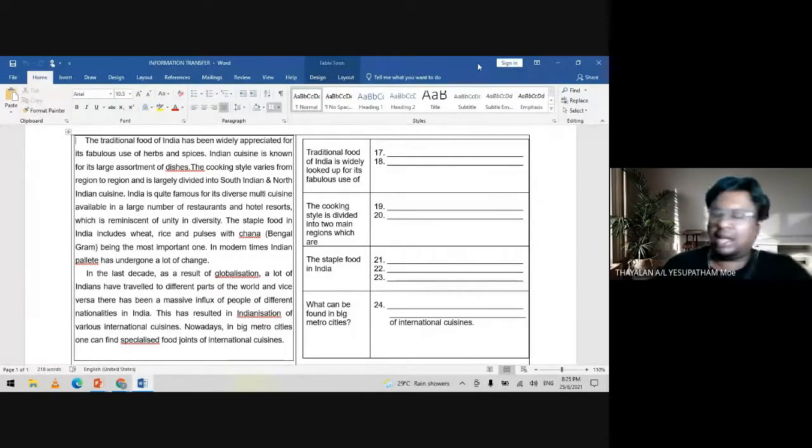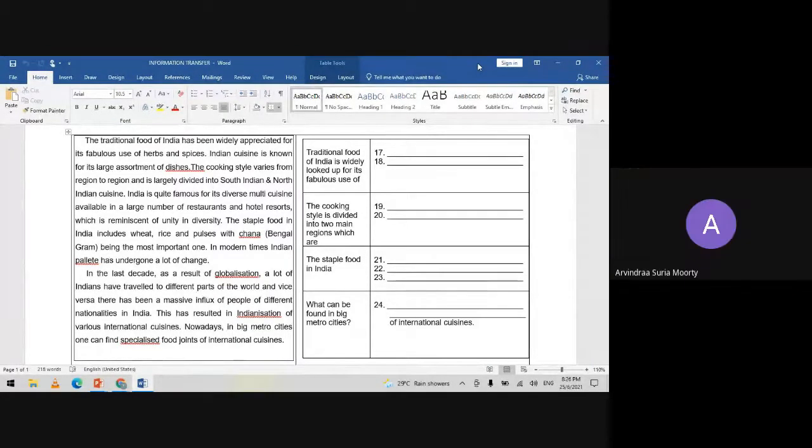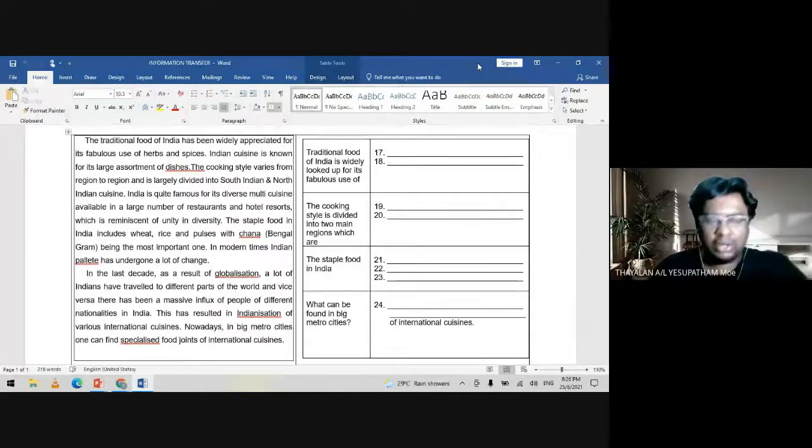Okay. Can I request someone to read for me the text? Who would want to read the text? Any volunteers to read the text? Yeah, what's your name? Arvind. Okay, Arvind. Kindly read the text.